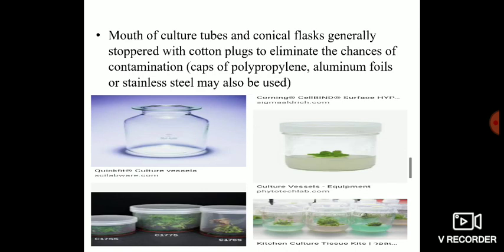contamination, bacterial contamination, fungal contamination. This is a very important point. In culture rooms, you should not leave the culture flasks, the conical flasks, the culture tubes open. They should be plugged with cotton plugs to eliminate the chances of bacterial and fungal contamination. Sometimes we use polypropylene, or we can use aluminium foils or stainless steel for plugging these culture tubes and conical flasks.